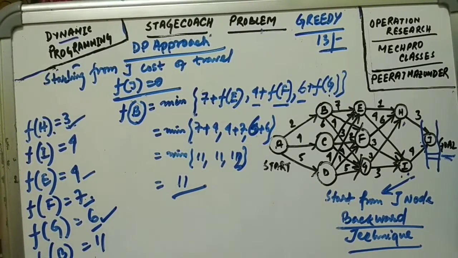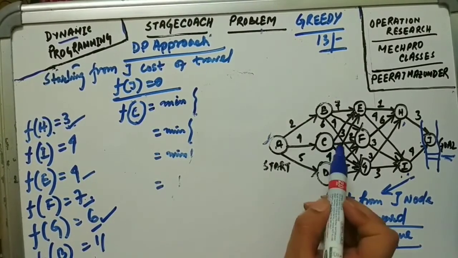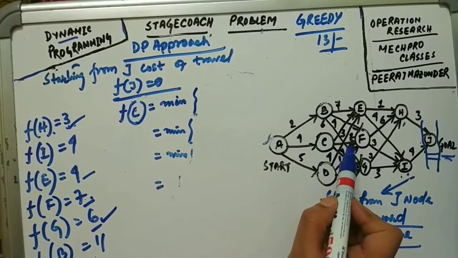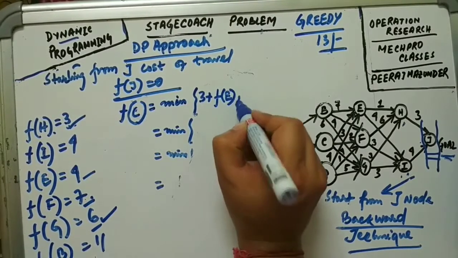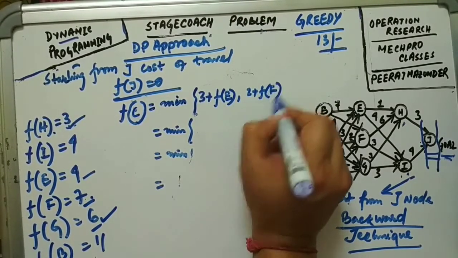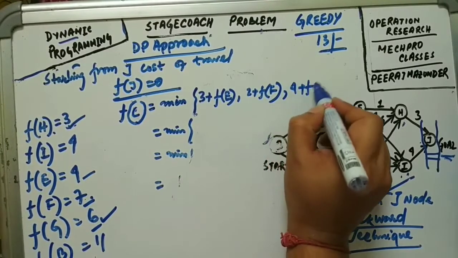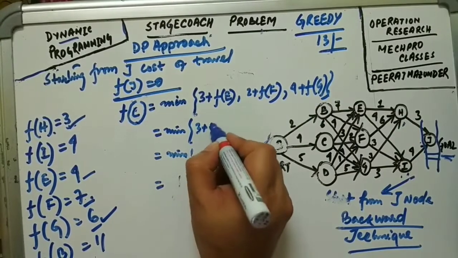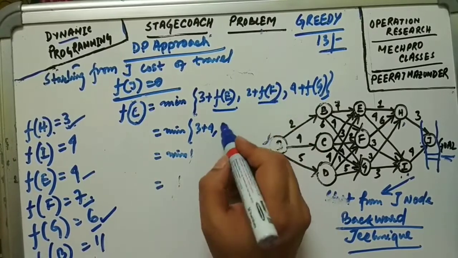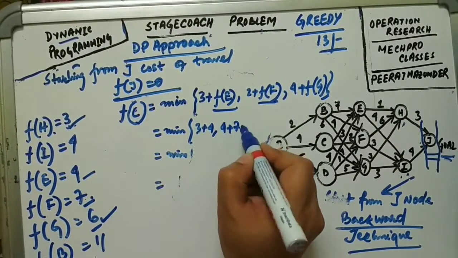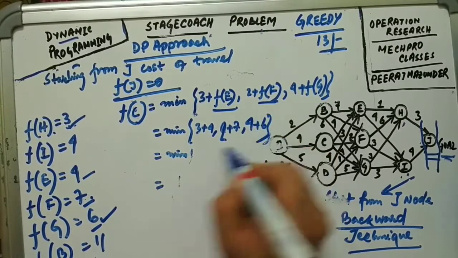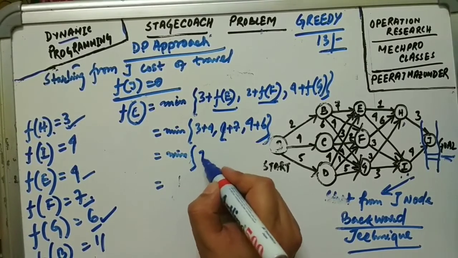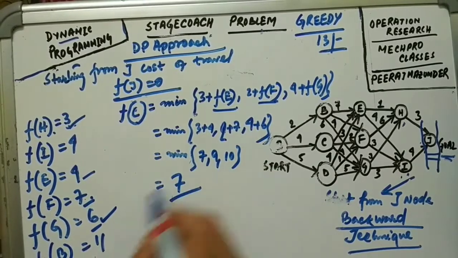Now let us calculate the later ones. For C we have 3, then 2, and then 4. So we can write minimum of 3 plus f of E, comma 2 plus f of F, and 4 plus f of G. Now this will give 3 plus 4, f of E you already know is 4, and f of F you know is 7, so 2 plus 7, comma 4 plus f of G. F of G is how much? 6. So minimum of 7, 9, 10 will be 7. So f of C you can write as 7.